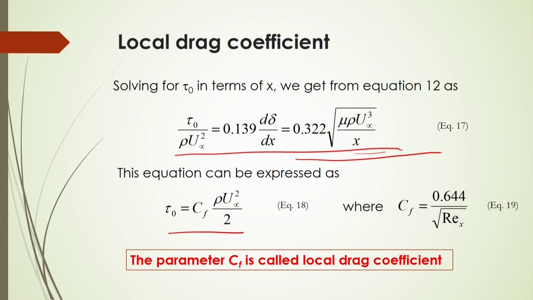It will be a function of kinetic energy, like rho u infinity square by 2, and then the proportionality constant Cf will be called the local drag coefficient. Now, if you compare equation number 18 with equation number 17, you can say that the local drag coefficient will be equal to 0.664 by root over Reynolds number.